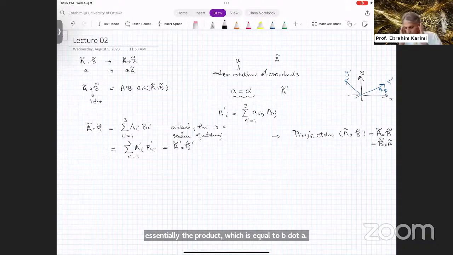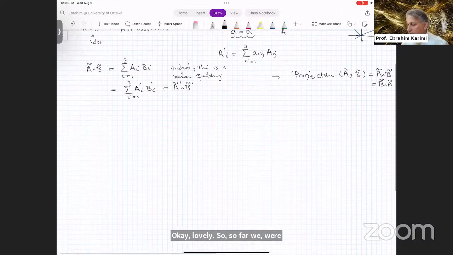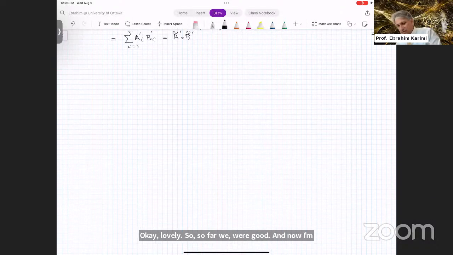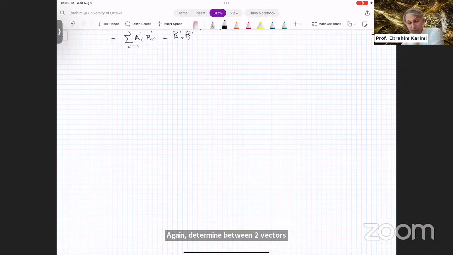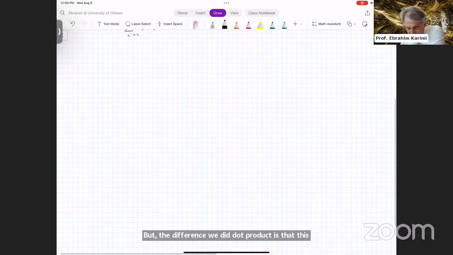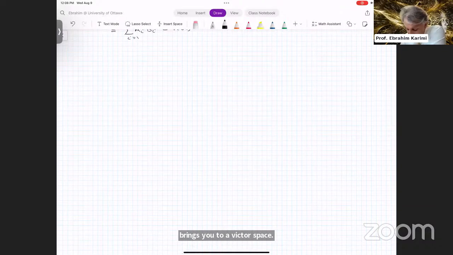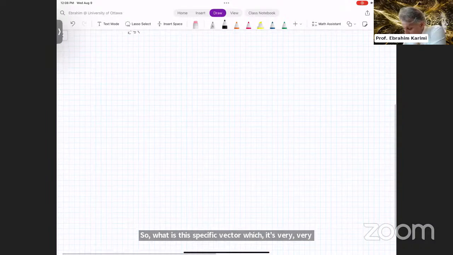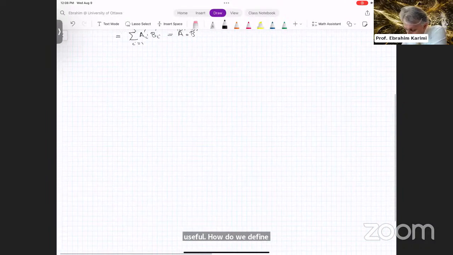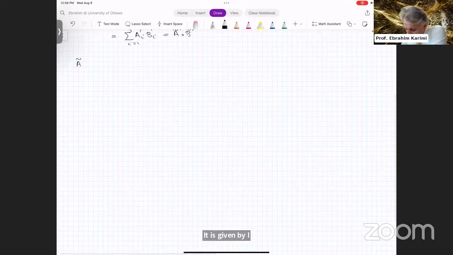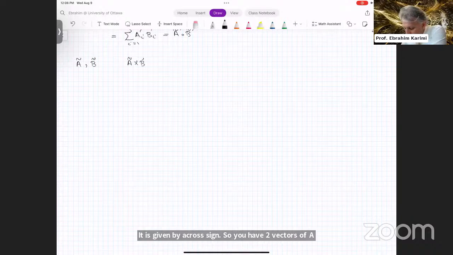So far we were good, and now I'm introducing a new kind of product, again determined between two vectors. The difference from the dot product is that this brings you to a vector space, a specific vector that is very, very useful. How do we define this? It is given by a cross sign. You have two vectors A and B, and you take a cross product between the two, which we call the cross product.